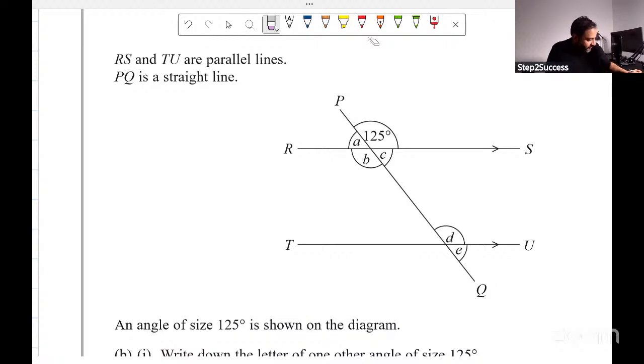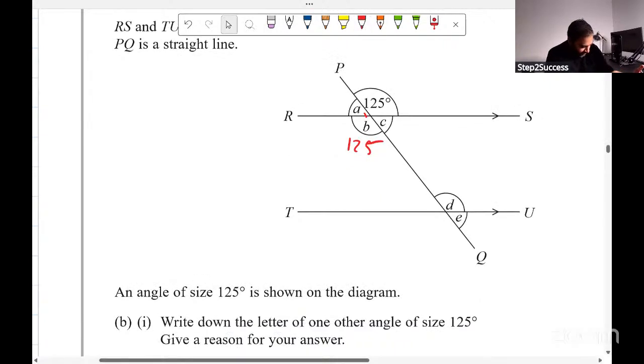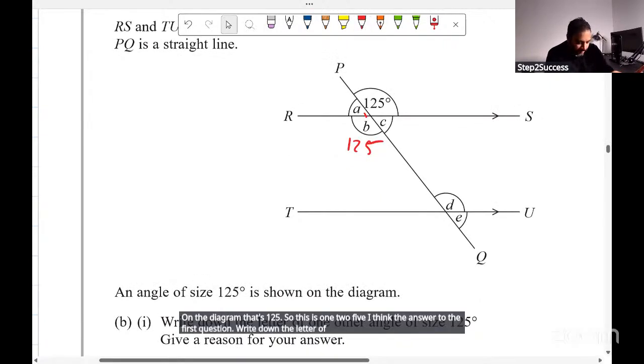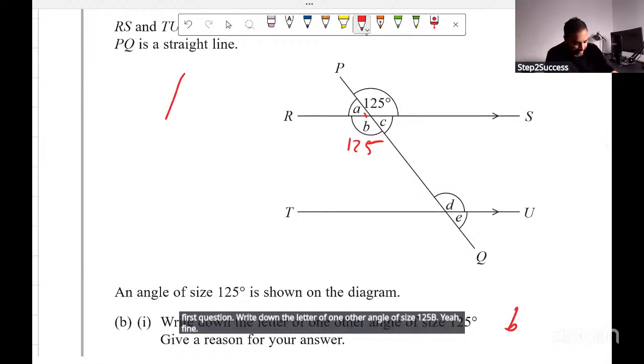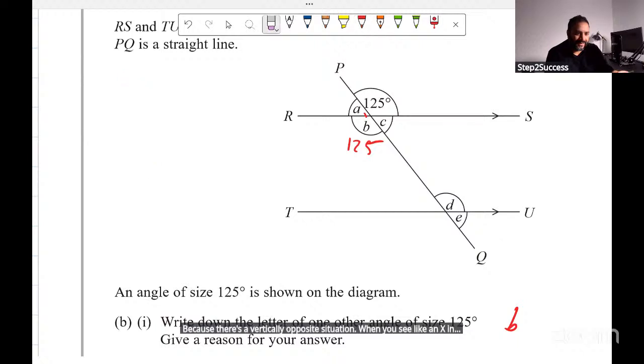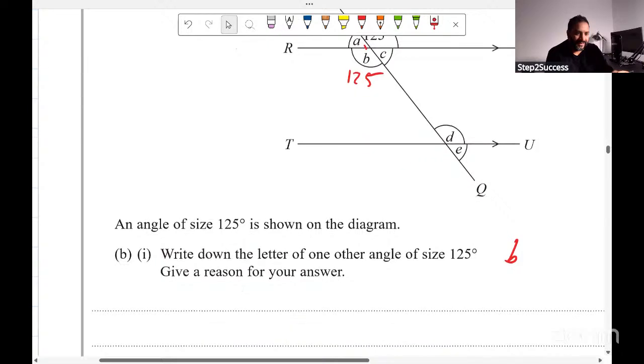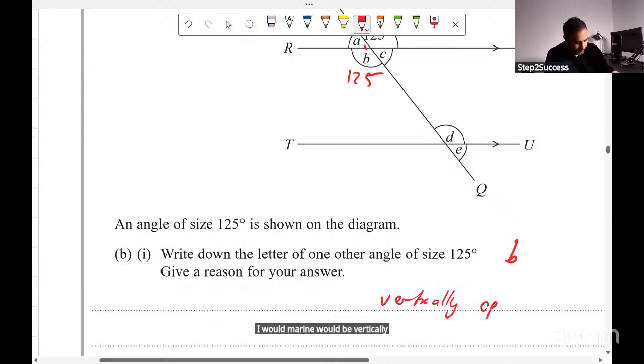So I'm just going to fill in as much as I can on this diagram. That's 125. So this is 125. Is that the answer to the first question? Write down the letter of one other angle of size 125. Yeah, fine. Because there's a vertically opposite situation. When you see an X, the reason would be vertically opposite.